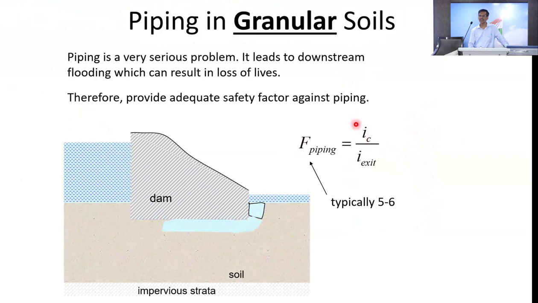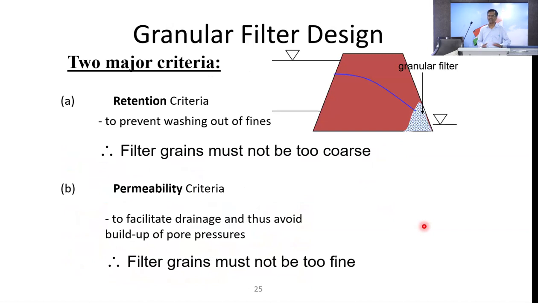this is called critical divided by exit gradient. When it has become 5 to 6, many dams have failed, not only tailing dams, rather earth dams also, or water retaining dams also have failed. So this is an effective parameter called factor of safety against piping. If you don't provide it, then it is going to fail. For that, what you need to do? You need to do this filter design.